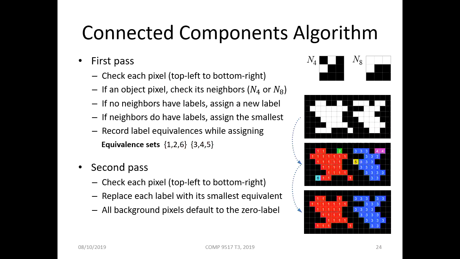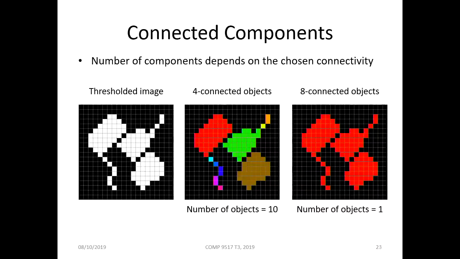In the end, if you pass through the whole image, you will get sets saying that 1, 2 and 6 are supposed to be the same, and 3, 4 and 5 as well. That's what you resolve in the second pass. You go again through the result of the first pass and replace labels with the smallest one from the equivalent set. So this says it's 2, but that should be 1, and so on. You correct for this in the second pass, and then you end up with an image like this. These nice colored components or objects are computed like this, with the connected components algorithm.